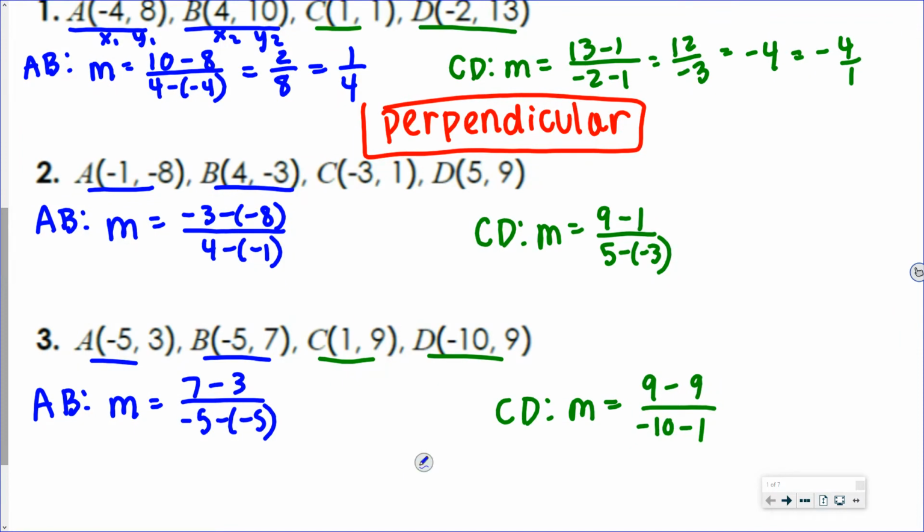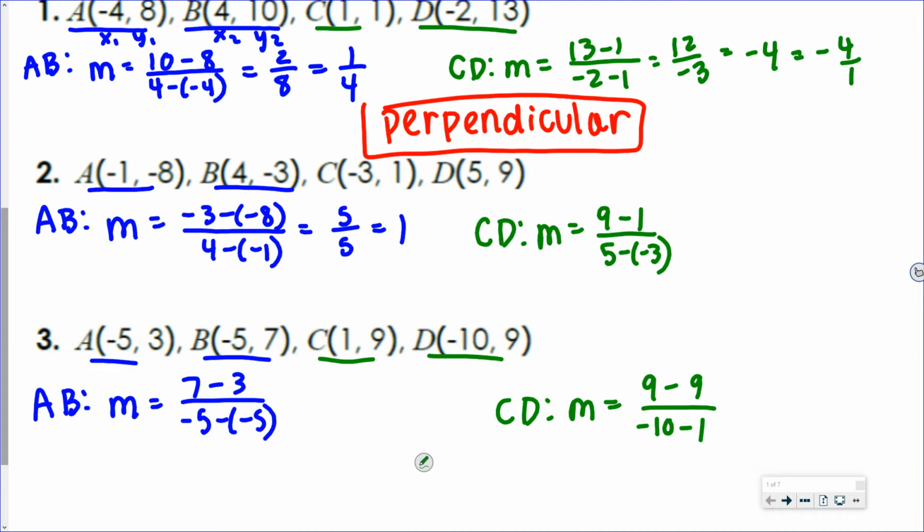Okay, number 2. Here I got negative 8. Oh, I'm sorry. Negative 3 minus negative 8, which turns into positive 5. Careful with all the negatives. 4 minus negative 1 is 5. You should have gotten a slope of 1 for line AB.